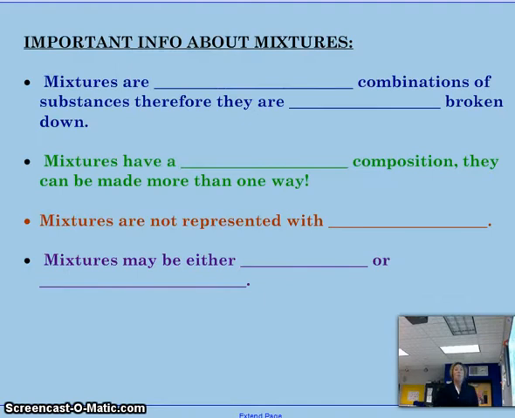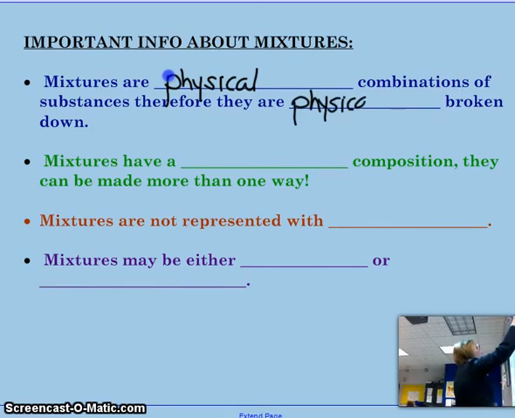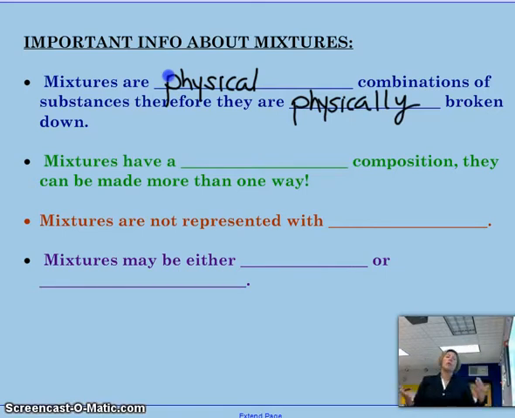All right, what do you need to know about mixtures? Mixtures are not chemical combinations, because if it's a chemical combination, it's a compound. Mixtures are physical combinations of substances, and therefore they are physically broken down. Okay? So you can break apart or separate the components of a mixture physically.